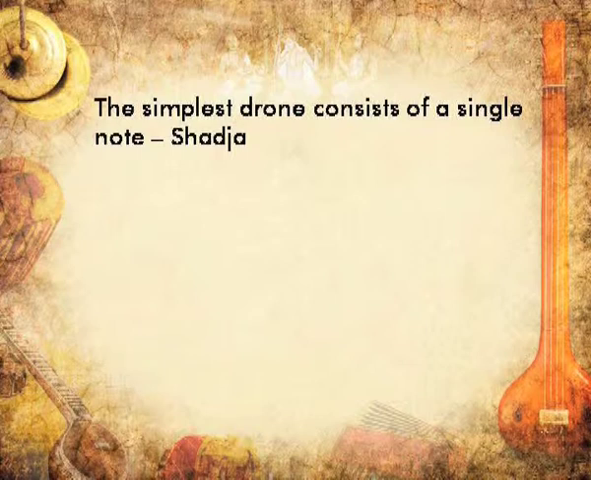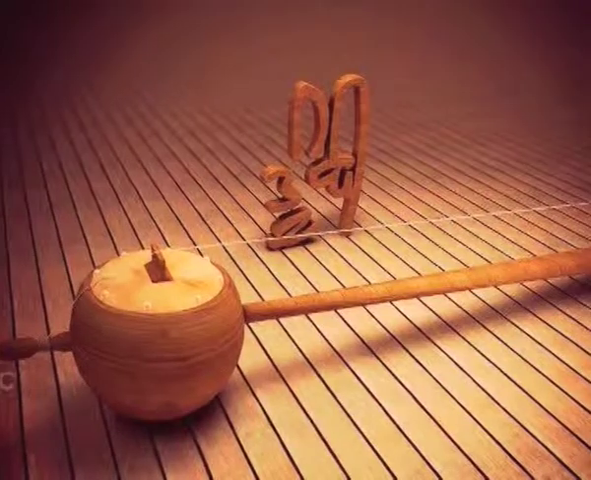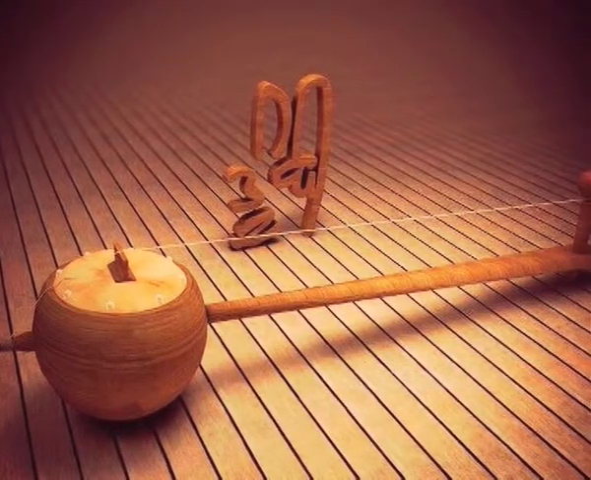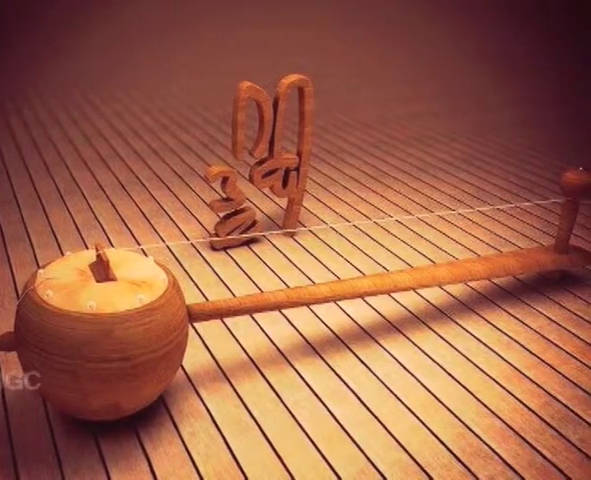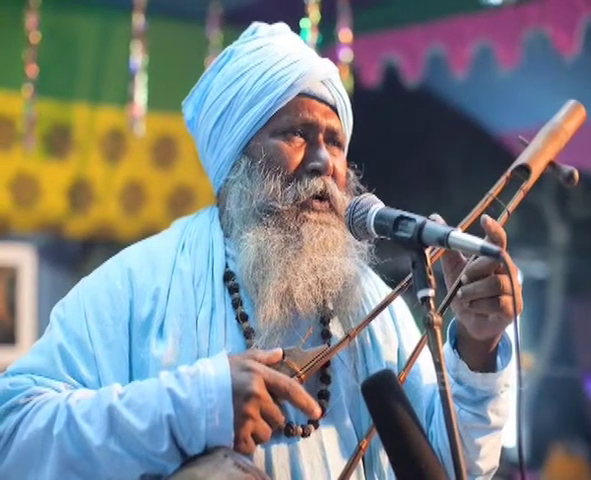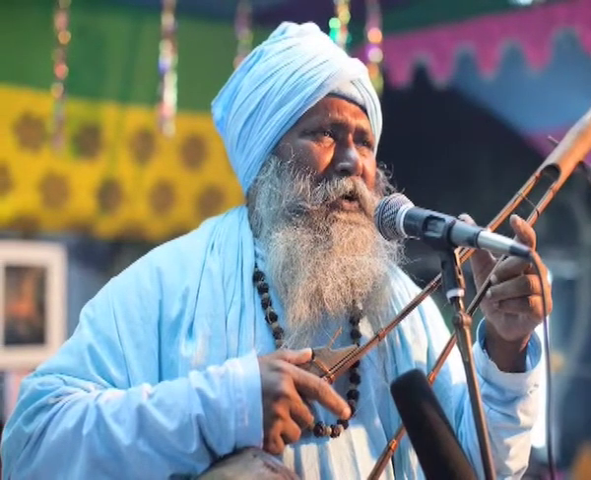The complexity of the drone has an important impact upon the feel of the performance. The simplest drone consists of a single note repeated indefinitely. When only a single note is used, it must be the sa, the shadja of the piece. Single note drones may be found in folk music, example ektar, but sometimes they may be found in classical music. A single note is all that is required to characterize the modality of the piece.